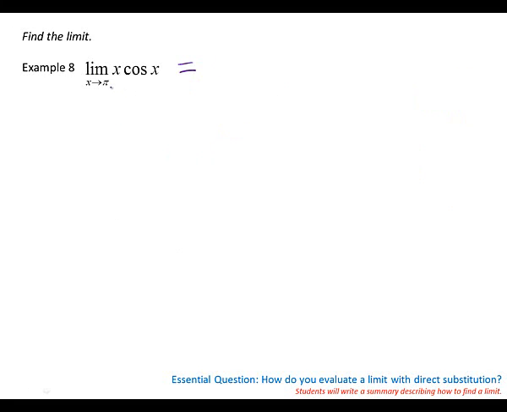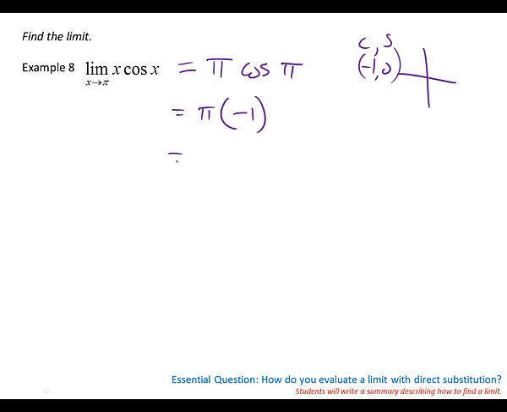Okay, I'm plugging in the pi. So we've got pi cosine of pi. All right. So this is the pi coordinate, right? And remember, it's cosine comma sine. So what is the cosine of pi? -1. So the answer is negative pi.